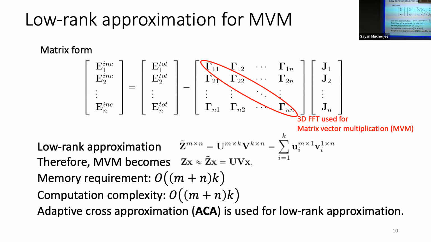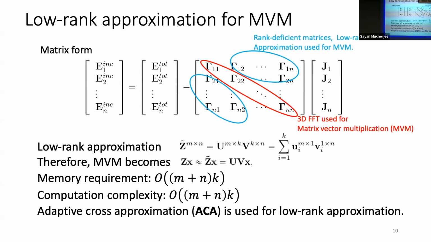In this method, for the diagonal part, we still use 3D FFT, which is efficient enough. However, for the off-diagonal matrices, we observe they are rank deficient if the objects are separated far away. So we can use a low rank approximation for this matrix vector multiplication. In the low rank approximation, the rank deficient matrix can be expressed as the product of two low rank matrices, and then the matrix vector multiplication becomes this kind of form, which makes the memory and computation complexity both linear. Here we use the popular adaptive cross approximation, or ACA, method for this low rank factorization. I will skip the details.